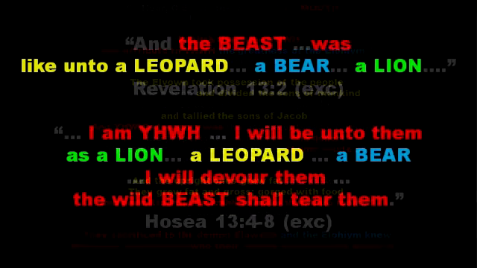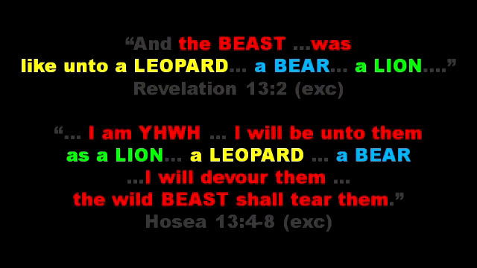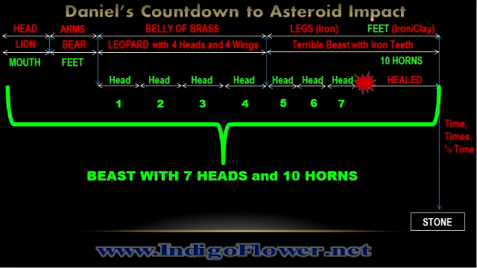The Bible is clear that the beast with 7 heads and 10 horns is Yahweh. Yahweh will be unto them as the lion, the leopard, and the bear, and will devour them. The beast will tear them. Yahweh then has 7 heads and 10 horns. The beast is like a leopard, so the 7 heads are the 4 heads of the leopard plus the 3 heads of the terrible beast, the Western, Eastern, and Holy Roman Empire. The mouth of the beast was the Babylonian Empire, and the feet of the beast was the Persian Empire.